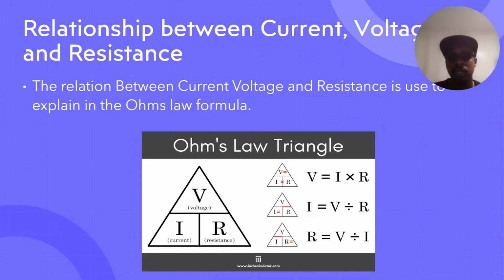Let's talk about the relationship between current, voltage, and resistance. The Ohm's law triangle is a relationship between current, voltage, and resistance. Based on the variable to find, you will consider the known variables in the formula in the triangle.